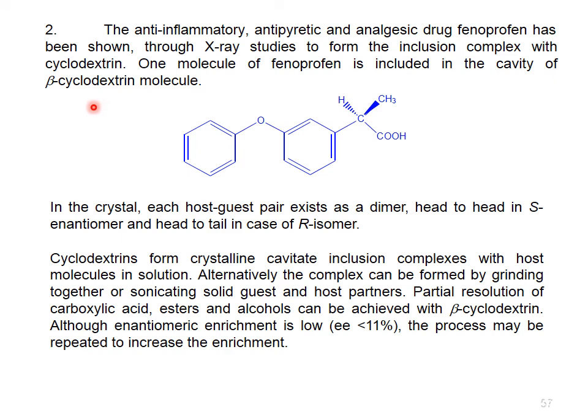Cyclodextrins form crystalline cavitate inclusion complexes with guest molecules in solution. Alternatively, the complexes can be formed by grinding together or sonicating solid guest and host partner. Partial resolution of carboxylic acids, esters, and alcohols can be achieved with beta cyclodextrin. Although enantiomeric enrichment is low, that is less than 11%, the process may be repeated to increase the enrichment.